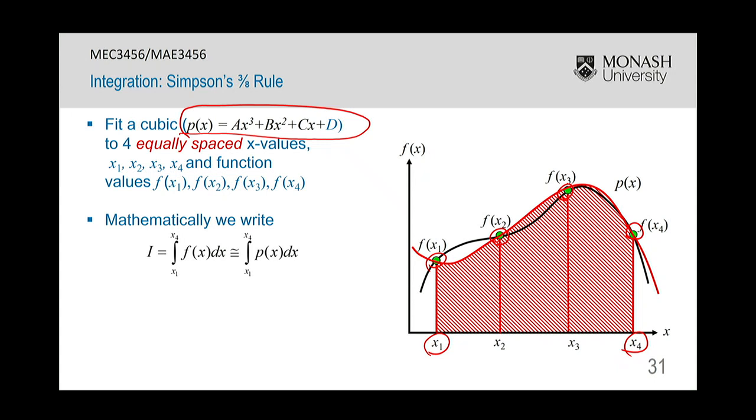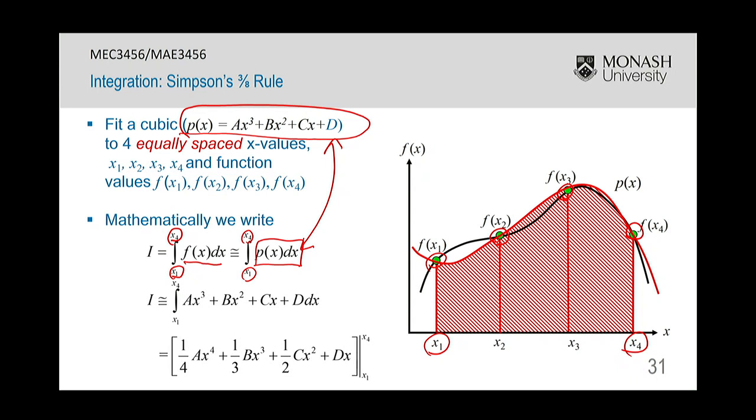Again, mathematically, we're going to say that the exact integral is equal to the integral from x1 to x4 of our function, and that's going to be approximately the integral from x1 to x4 of our polynomial that we're fitting up here. If we plug the polynomial into the integral, we get this, that's the integrand, and then analytically we can integrate that and get the following expression. So it's just 1/4 ax to the 4th plus 1/3 bx cubed plus 1/2 cx squared plus dx, evaluated over the range x1 to x4.